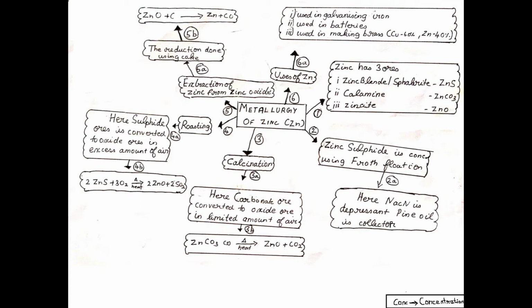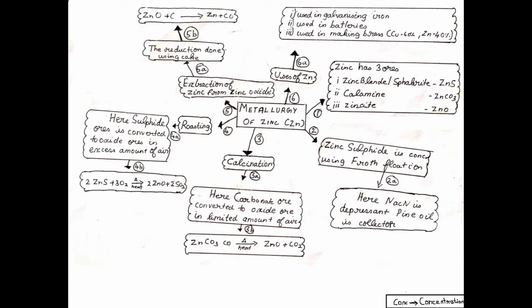of zinc. Zinc has three kinds of ores: zinc blende or sphalerite, that is zinc sulfide; calamine, that is zinc carbonate; and zincite, that is zinc oxide. So zinc sulfide is refined or concentrated using the froth flotation method, where NaCN is the depressant and pine oil is the collector. In the next, zinc carbonate is converted to oxide ore in limited amount of air by heating. This is known as calcination.